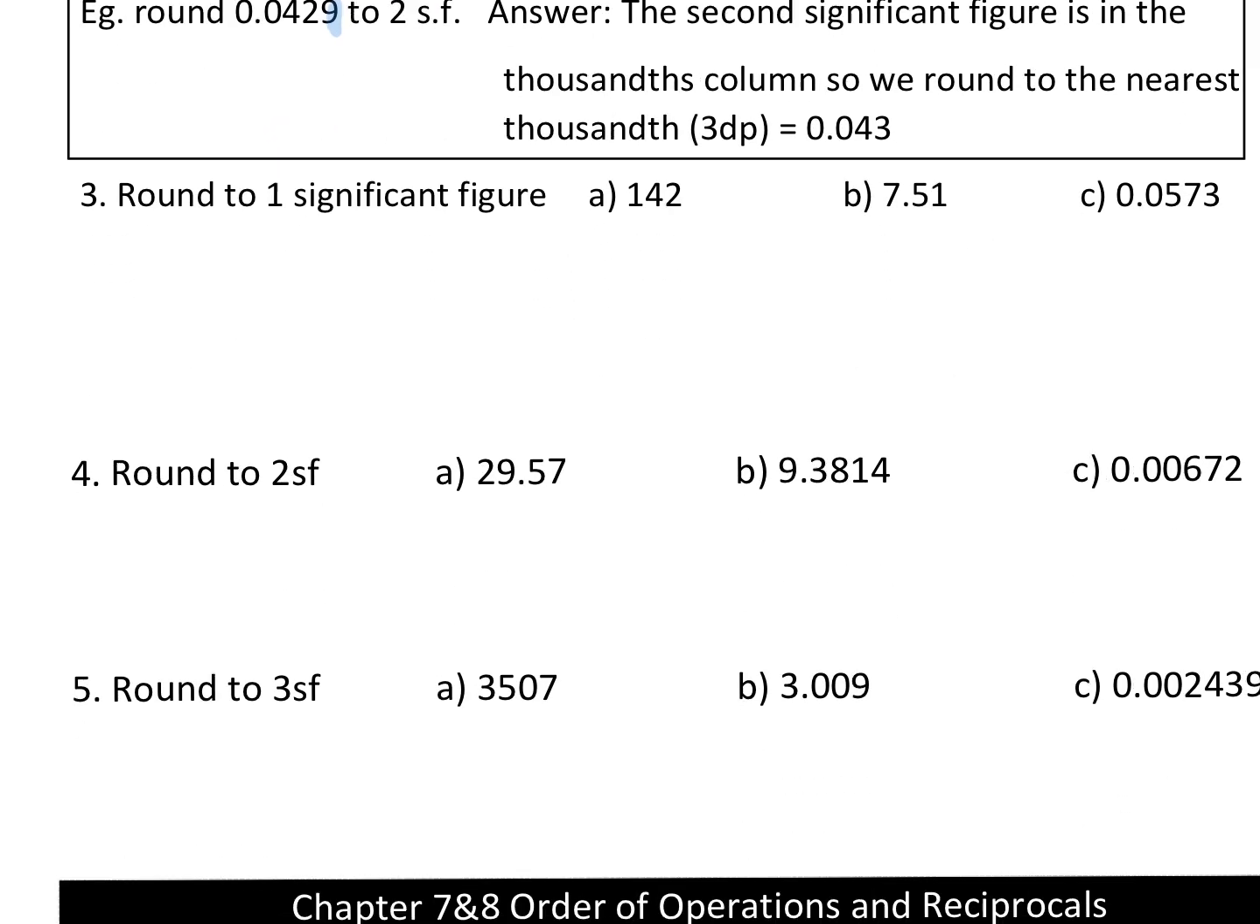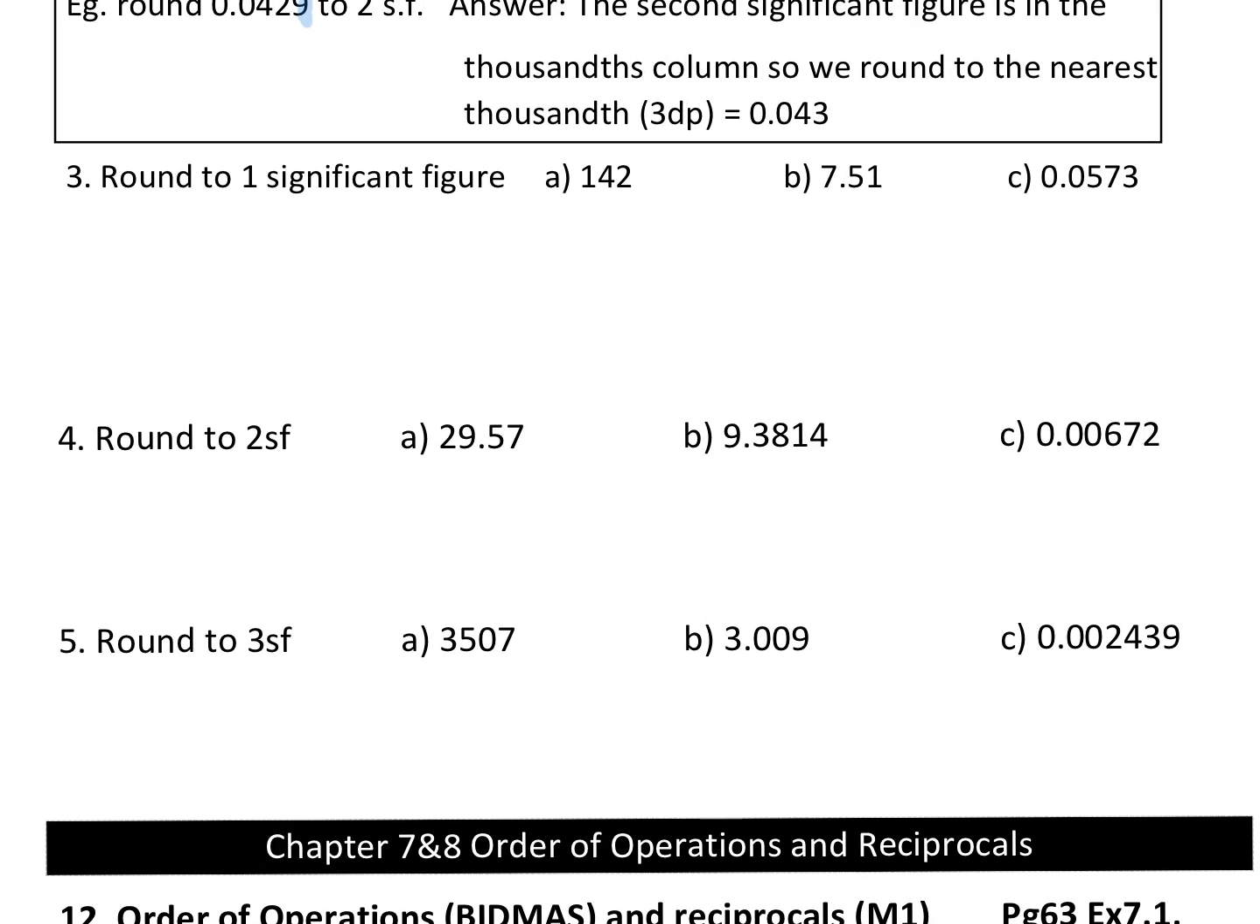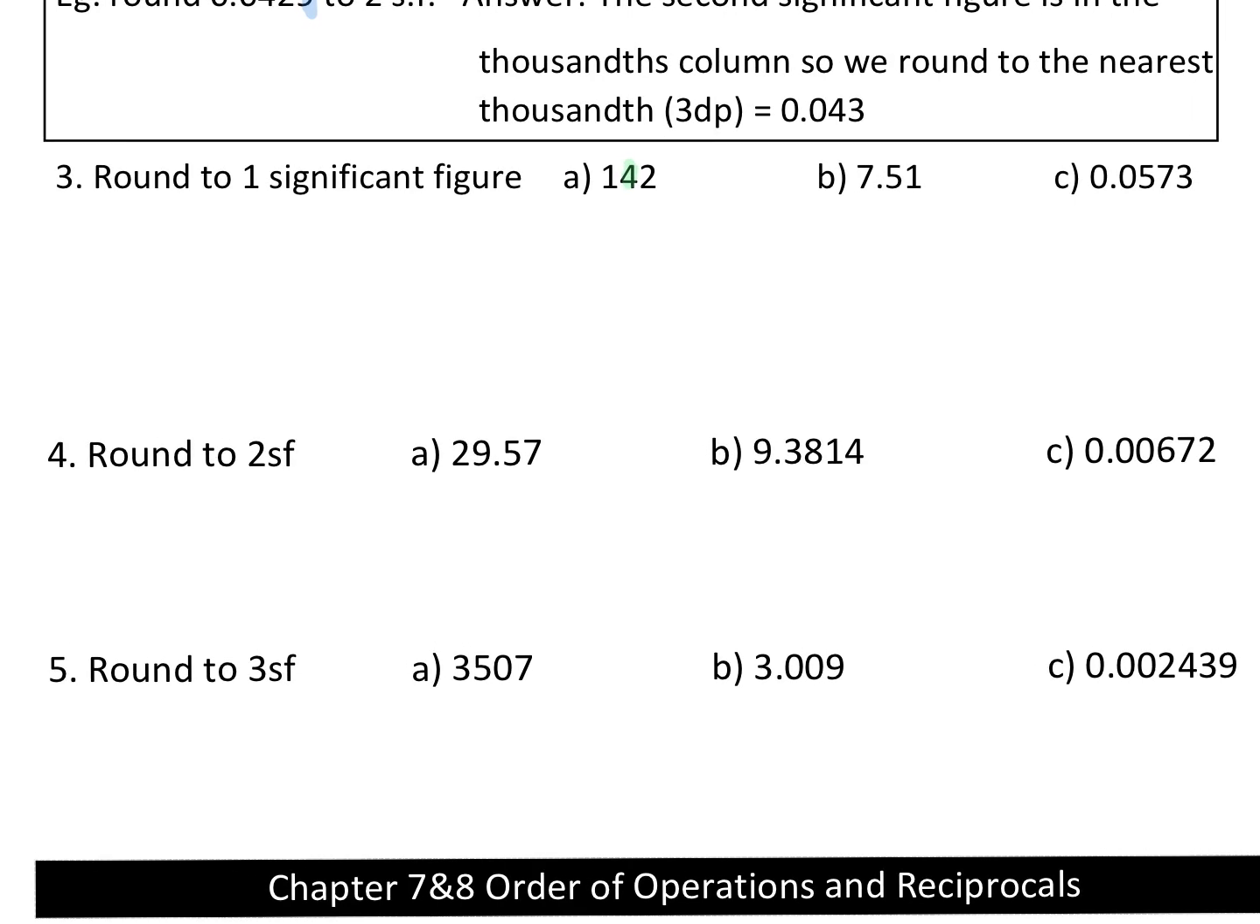Okay, let's try some examples. You can pause the video and have a go yourself, or listen on. So we're going to round to one significant figure. The first significant figure is in the hundreds column, so we're going to round to the nearest 100. And after the hundreds column is the 4, so we're going to round that down. So to the nearest 100, that is 100.